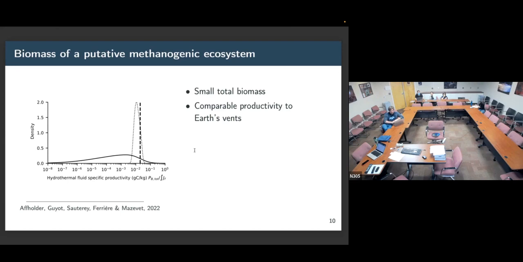The vertical dashed line here is the best estimate for Earth's hydrothermal vents. What we see here is that the population that best matches production of methane in the plume is also the population that matches well, to a factor of 2 actually, productivity of hydrothermal vents on land. So it's not that it's a weird population, very different from those that we have on Earth, that is able to reproduce the observation in the plume, but it's really the typical Earth-like hydrothermal vent that reproduces those observations.